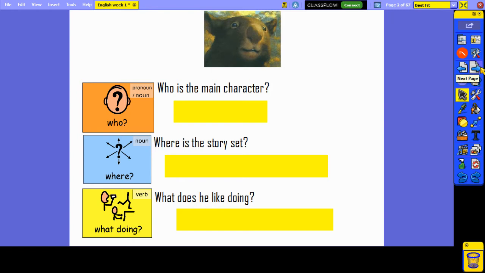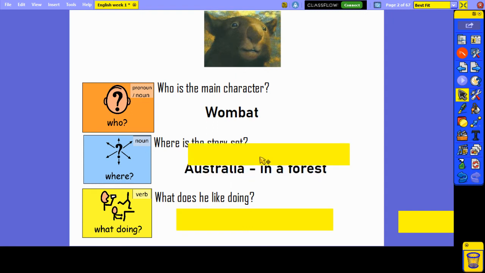Right, my first question, I think an easy one. Who is the main character in this story? Who is this story all about? It's about Wombat. Well done. Wombat Goes Walkabout. This is Wombat, a small creature that lives in another country. Which leads me to my next question. Where is the story set? It is set in another country called Australia. And in Australia, this story is set in a forest.